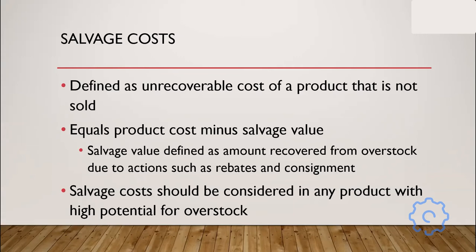So the salvage cost is the unrecoverable cost of a product that's not sold, which equals the product cost minus the salvage value. In this example, let's say that each product is $100, but they're able to sell it via rebates or overstock consignments for $50. So this results in a salvage cost for each product of $50. So the salvage cost of that inventory that's not sold would be 20 times 50, which would be $1,000.